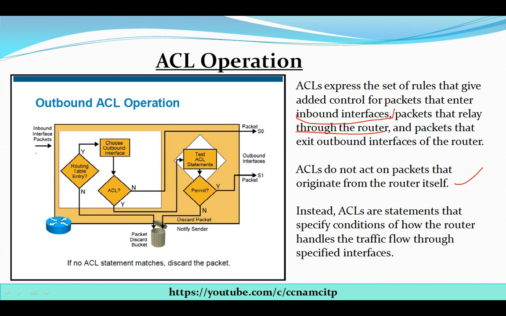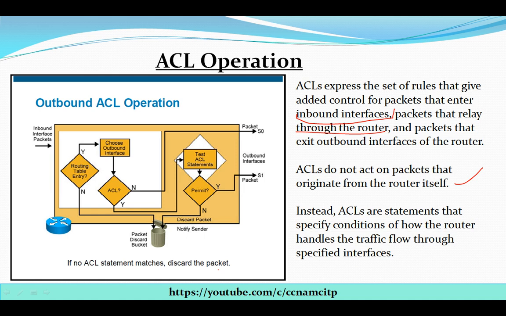Here, as you can see, I have taken an example. This is my router and I have one serial 0 interface, serial 1 interface. I have taken routing table entry, ACL, choose outbound interface, test ACL statement, permit, no, yes. I will explain it in the next slide. If no ACL statement matches, discard the packet. If there is no ACL statement matching, in that condition, the packet will be discarded.